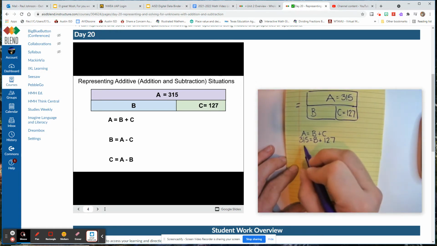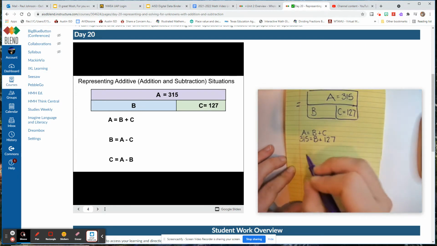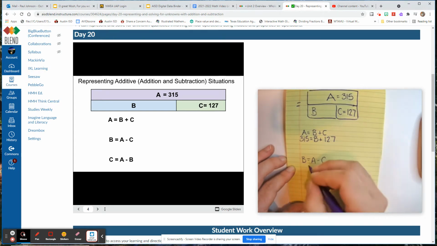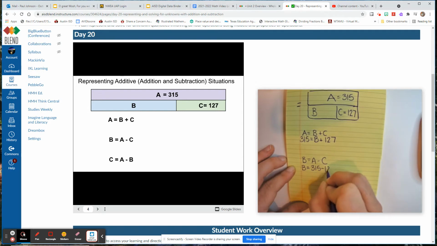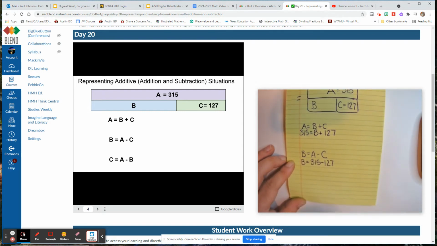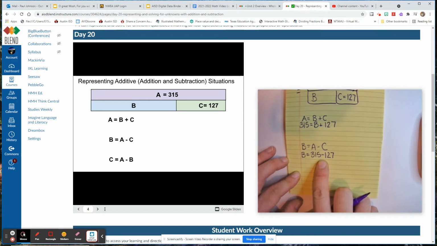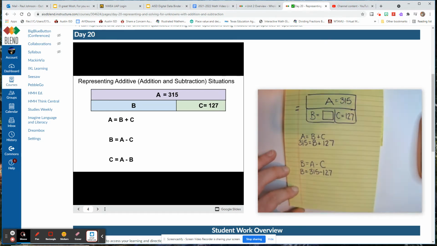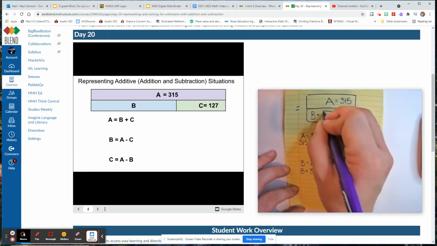We could solve for B. Let's see if there's an easier one we can use. So the next one we could use is B is equal to A minus C. So this section is equal to this section minus this section. And this is actually looking like it's going to give us the best bet because we already have the math all on one side of the equal sign. So all we have to do is determine what the difference is between 315 and 127, and that will tell us how much the value of B is, which is currently the part that we don't know. It's our question mark.